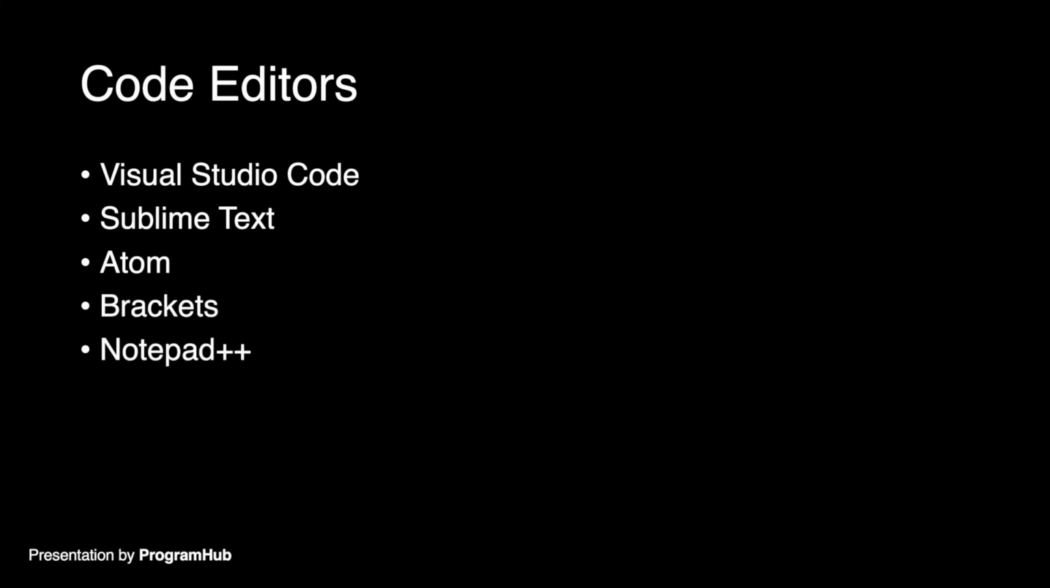The next editor I would suggest is Sublime Text. This is also one of the most used code editors that you can use for writing code in HTML. The next code editor is Atom. The next one is Brackets, and the last one is Notepad++. So these are just 5 code editors. There are many others, but I have listed the top 5 that you can use, and the links to all of them can be found in the description below.